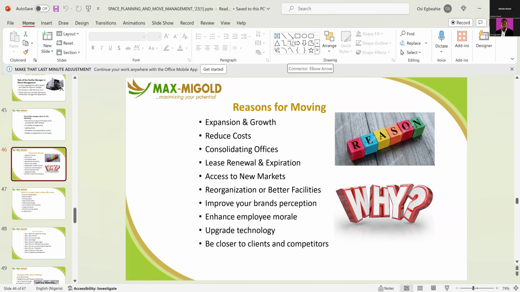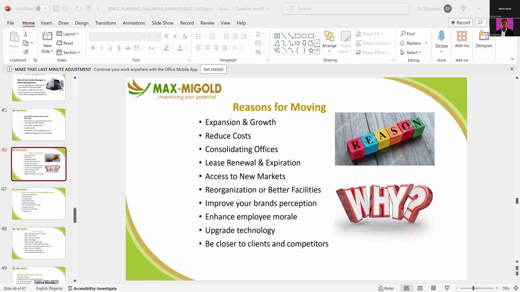And then you can also look at access to new markets. Sometimes it may also be because of lease renewal or lease expiration, where the lease has expired and you need to get a new place, or you want to renew the lease. Then also look at reorganization for a better facility. Maybe you want to get a better facility for the organization and how they work.